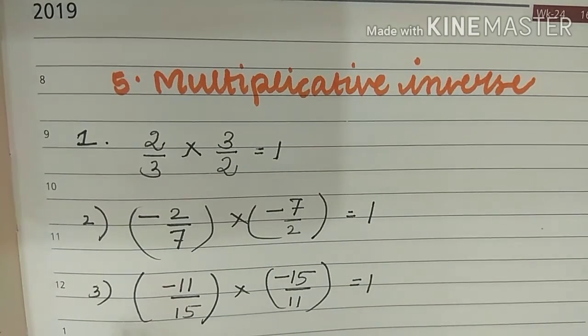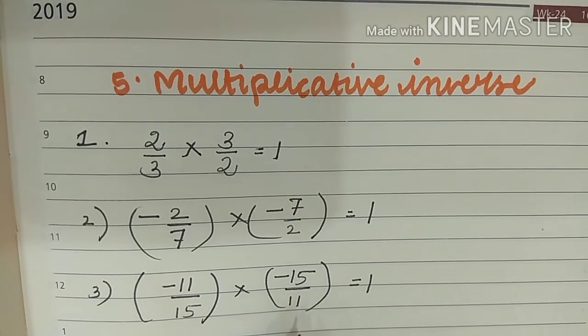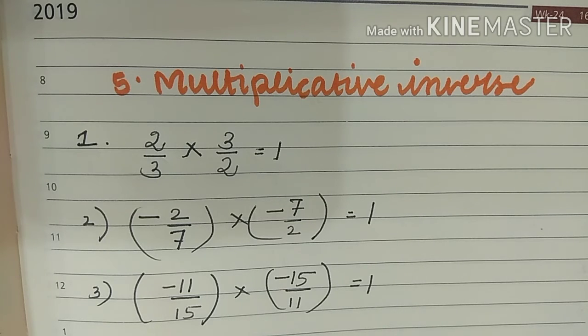Now next, let's see another example. Minus 11 by 15 into minus 15 by 11. Okay. Minus into minus is plus. 15 and 15 give 1, and 11 and 11 give 1. So, in these three cases, we are getting the result 1. 1 is nothing but the multiplicative identity. So, what is the conclusion?